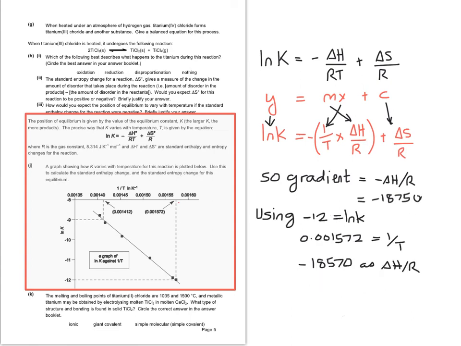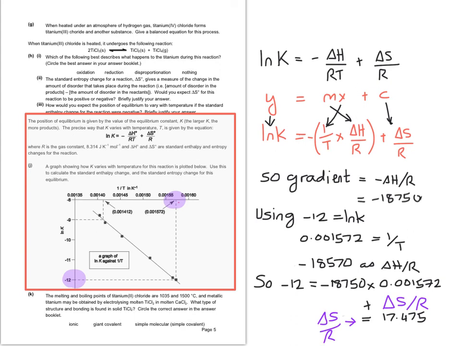To work out delta S, it's quite easy. We can use ln k as minus 12, 0.001572 is 1 over T, minus 18570 is delta H over R, like we've just calculated. That gives us 17.475 as the value for delta S over R. So that allows us to work out delta S as 145.3 joules per mole per Kelvin. Let me just change my units there. Apologies for that.